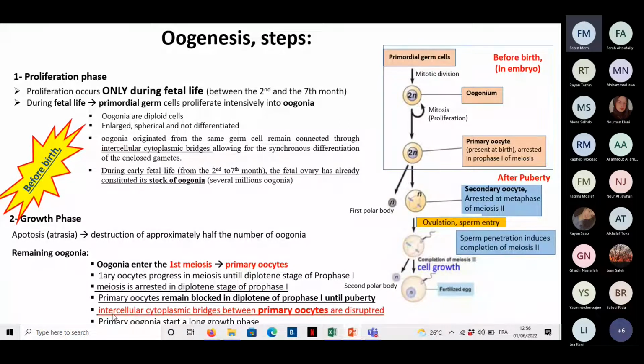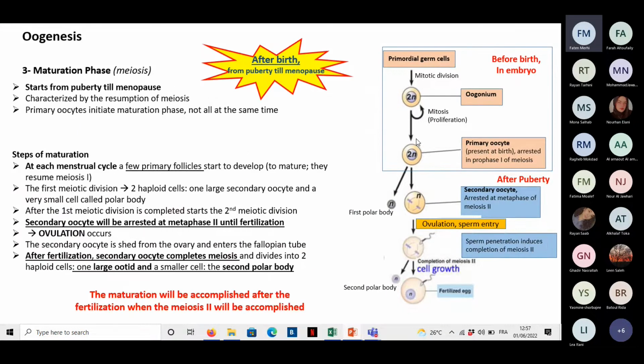Then the intercellular cytoplasmic bridges between the primary oocytes will be disrupted, and the primary oocytes will enter the growth phase. So they will increase in size and will be synthesizing their reserves for later stages. Now, those two steps occur only before birth. After birth, during childhood, we don't have any development, any oogenesis. We don't have anything.